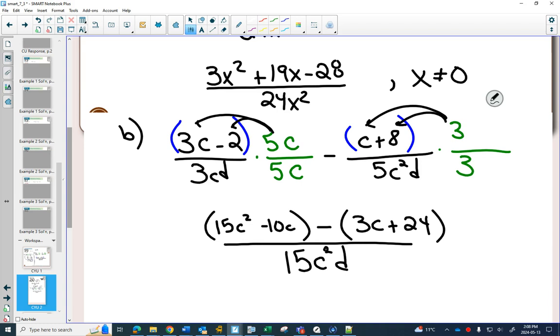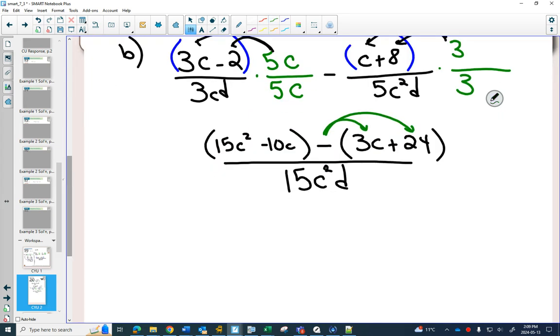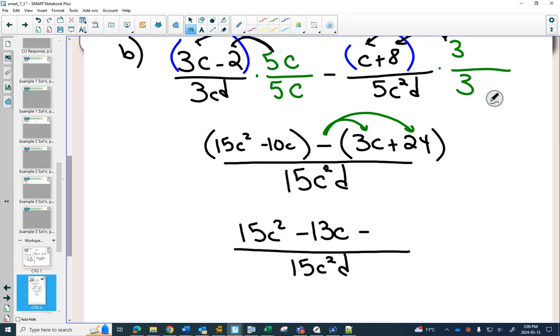And the reason that step was really important for this second one is because when you're subtracting, this subtraction sign in between these two fractions says you're subtracting this entire fraction. And when we put this together, that means you're subtracting this and you're subtracting that. So when I go to combine my like terms, I'm going to have my common denominator 15c squared d. I'm going to have 15c squared, negative 10c minus a 3c will give me negative 13c, but I will end up with negative 24, not positive 24, in the end.